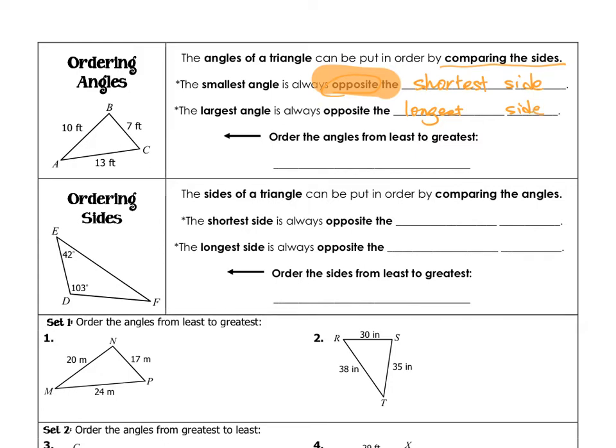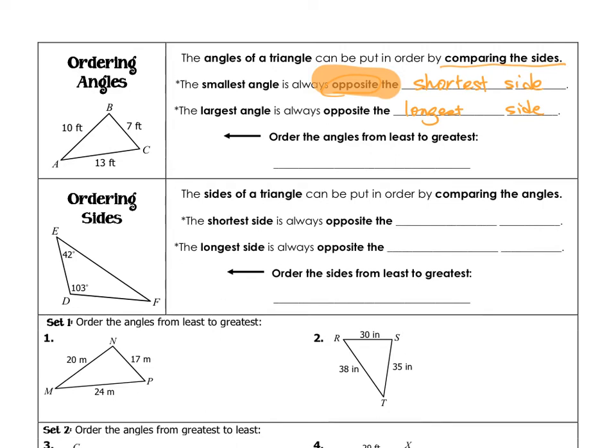We went through this when we were talking about the Pythagorean theorem, for example, that the hypotenuse, which is the longest side, is always opposite the 90-degree angle, the right angle. And a 90-degree angle in a right triangle is the largest compared to the other two, right?